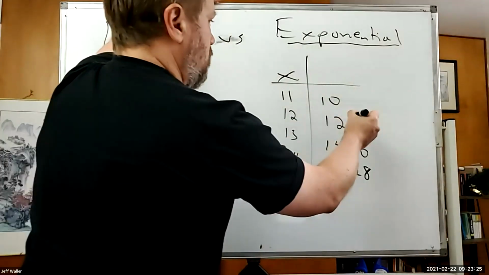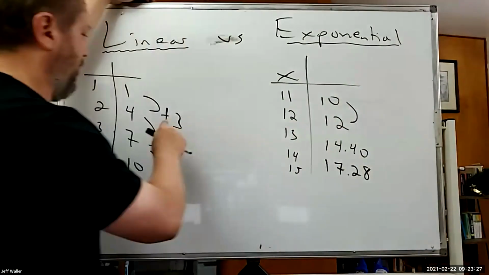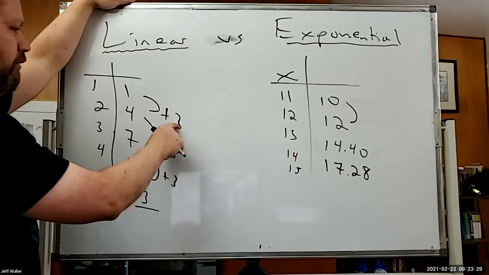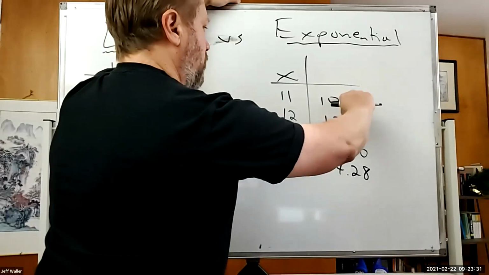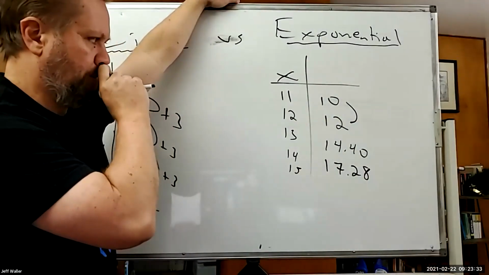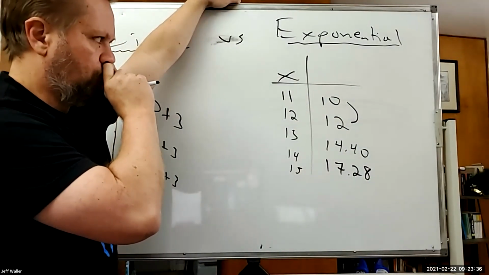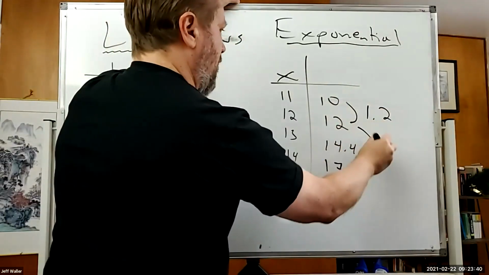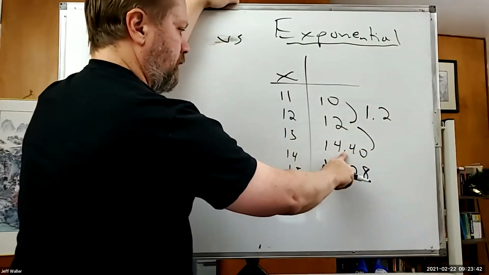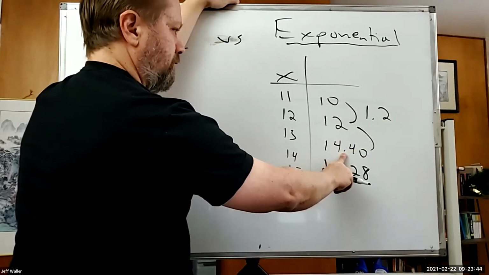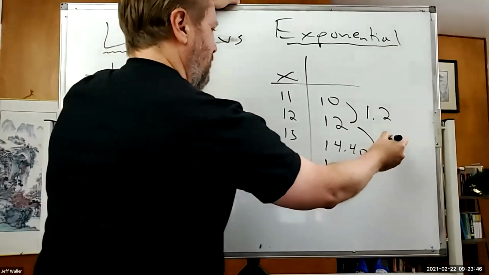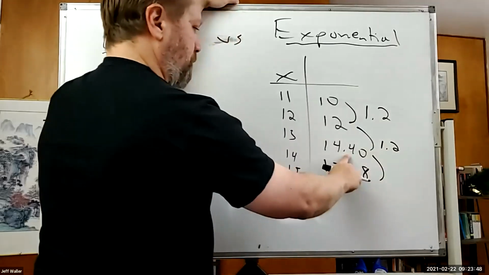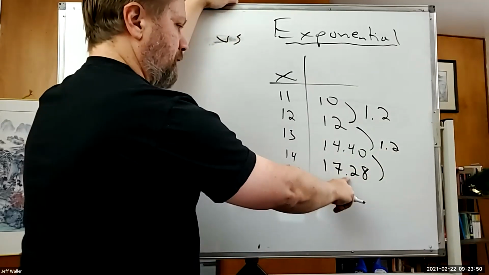So what is 12 divided by 10? Just like I did here, 4 minus 1, I added 3. 12 divided by 10, what did I multiply by to get there? 1.2. Now, do 12 times 1.2. Do you get this? Yes. Now, here's the key. Let's see if Jeff did this right. What is 14.4 times 1.2? Do you get this?